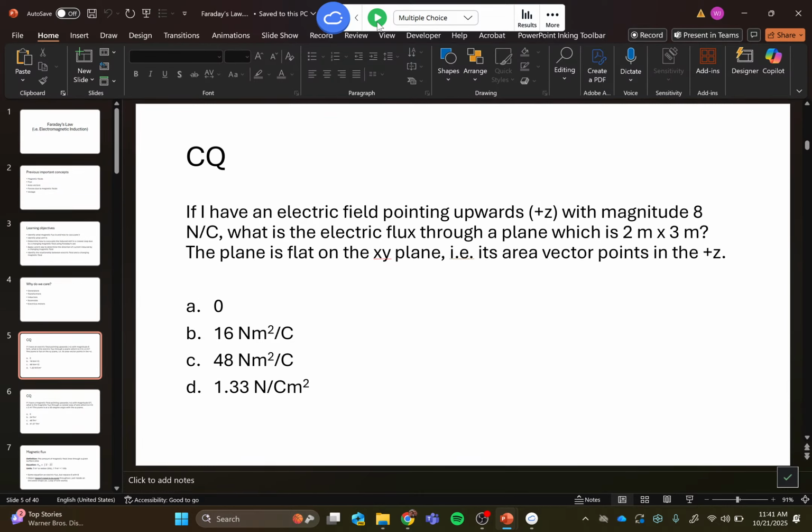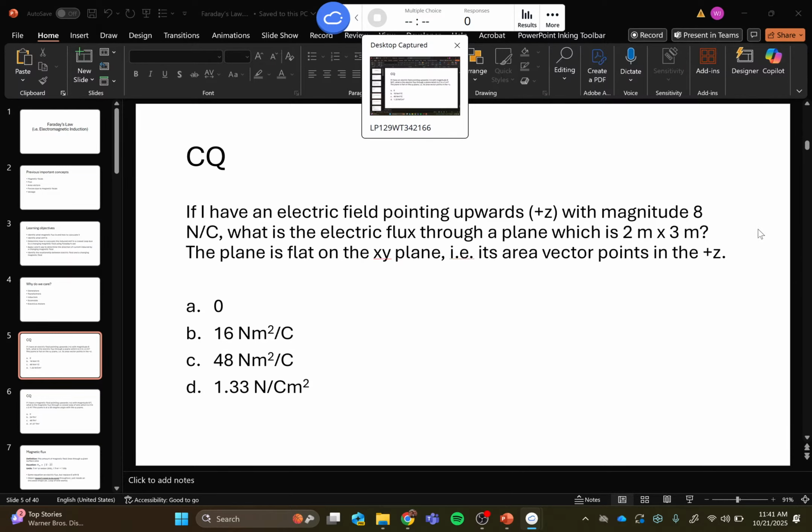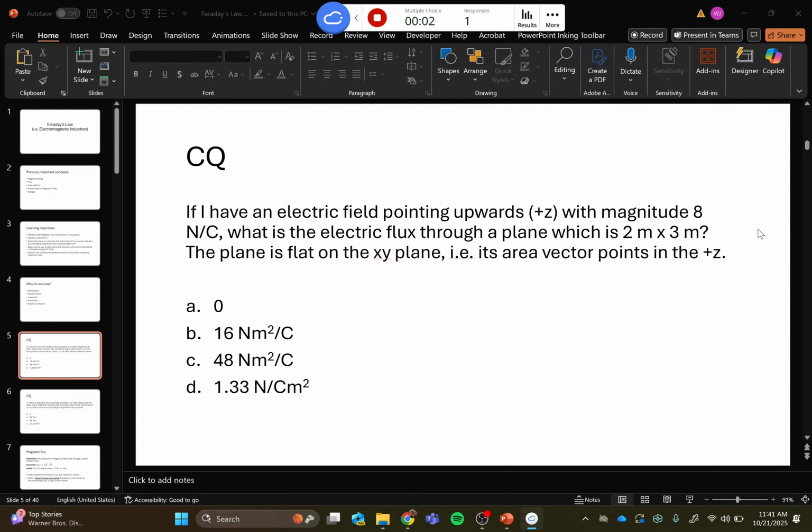All right. So we're going to do these last 2 questions. We got the time for them. See if you all remember flux. If I have an electric field pointed upwards with a magnitude of 8 newtons per coulomb, what is the electric flux through a plane, which is 2 meters by 3 meters? The plane is flat on the x, y plane, i.e. its vector points up in the direction of z. What is the flux? You can hopefully do this math in your head, but feel free to use a calculator if it works.